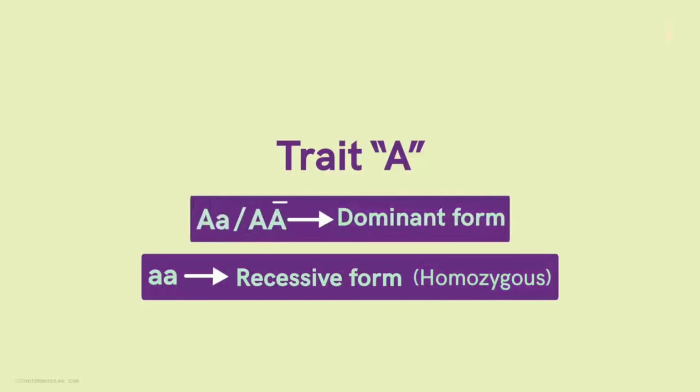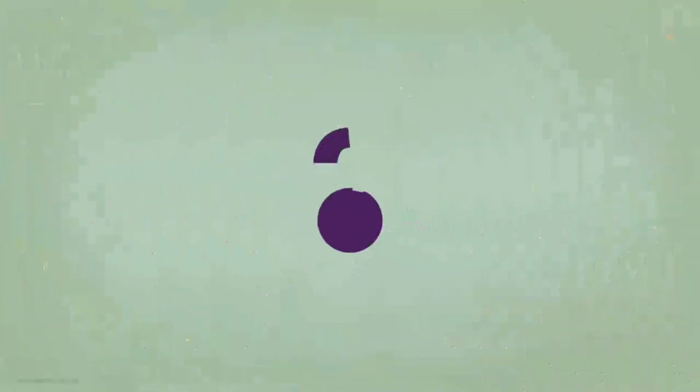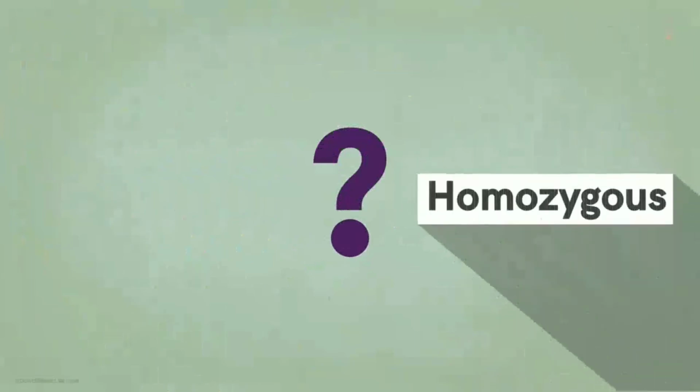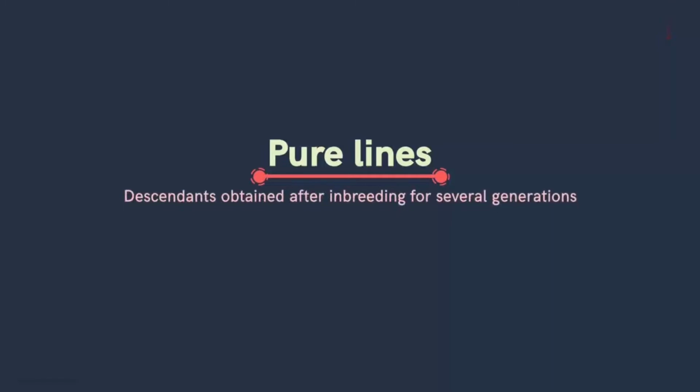So, AA in uppercase as well as Aa, one in upper and the other in lowercase, can give us a dominant case. So, it could be homozygous or heterozygous. Now, how are we supposed to know whether the organism considered for crossing is homozygous or heterozygous for a particular character? For this, we have the concept of pure lines. Pure lines are nothing but the descendants obtained after inbreeding for several generations.